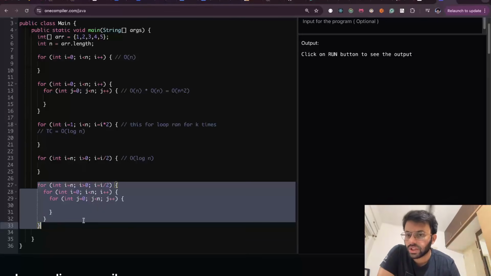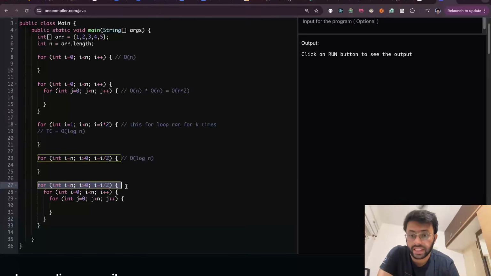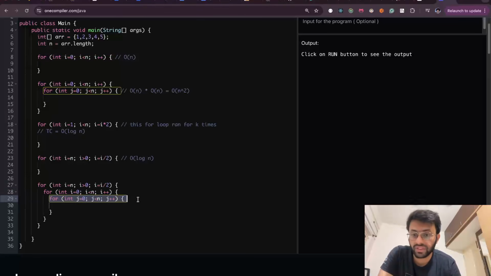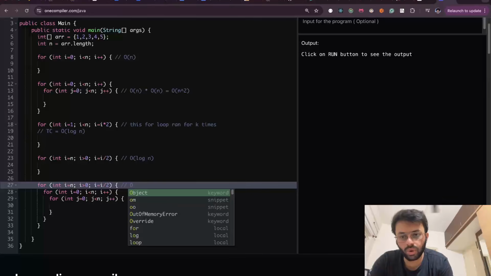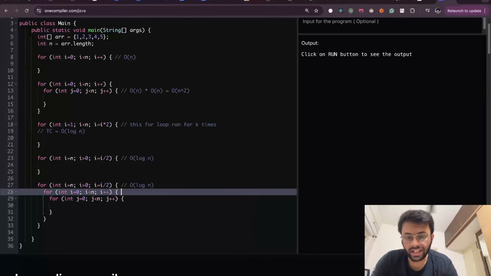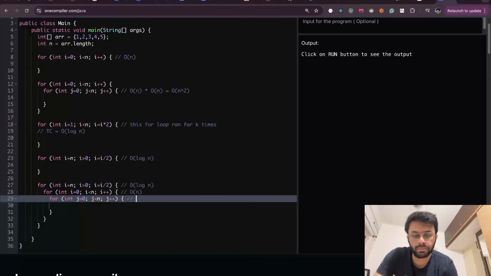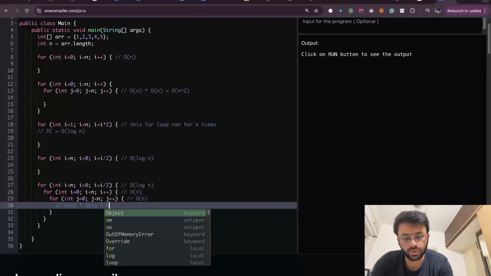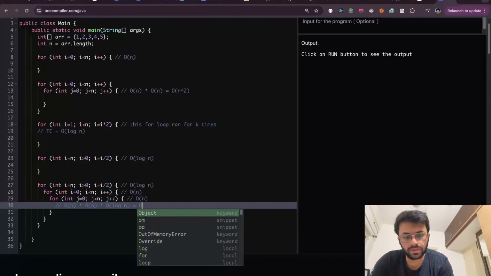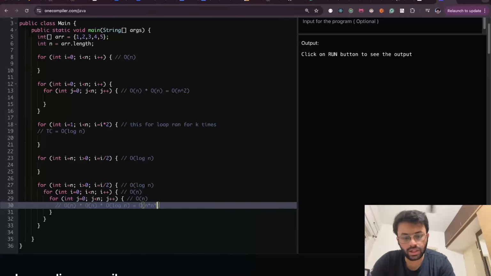So the time complexity of this total for loop is the time complexity of this for loop multiplied by the time complexity of this for loop multiplied by the time complexity of this for loop. So the time complexity of the first for loop is what? Big O of log n. The time complexity of the second for loop is what? Big O of n, because there are n operations. The time complexity of the third for loop is big O of n. So the total time complexity becomes big O of n into big O of n into big O of log n. This becomes big O of n square log n.